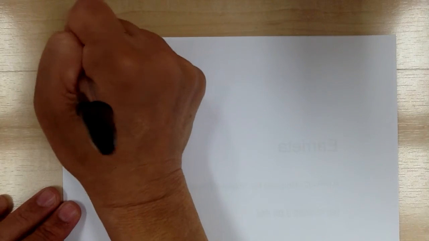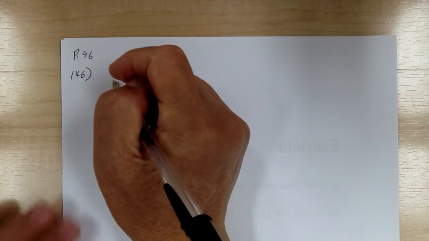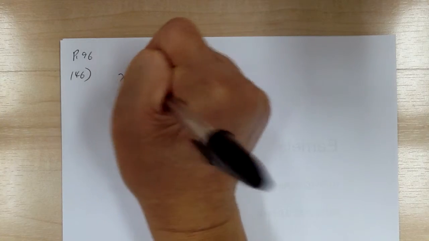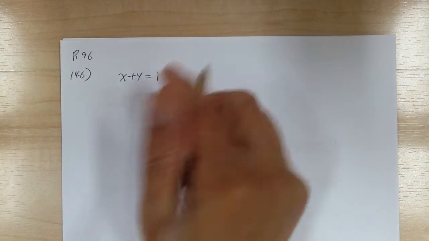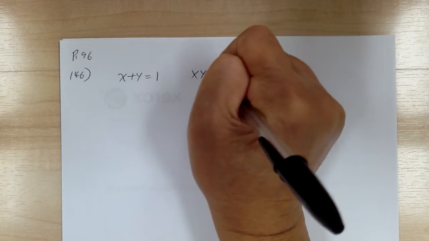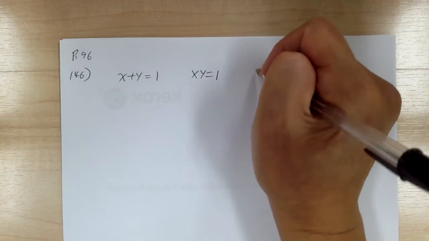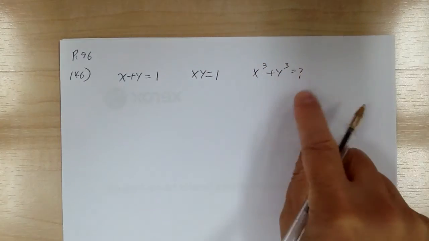Okay. Let's go to 146. If the sum of two numbers is 1, so I'm just going to do x plus y equal to 1. So the sum of two numbers is 1, and their product is 1. Then what is the sum of their cubes? So the sum of their cubes, that's what you're looking for.